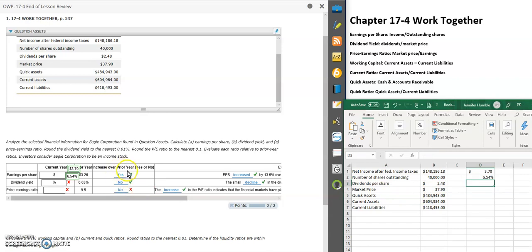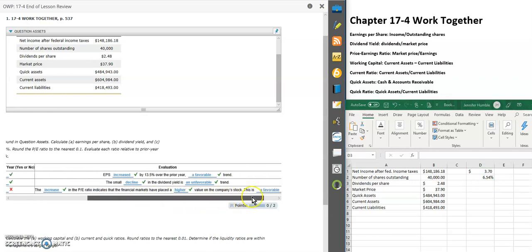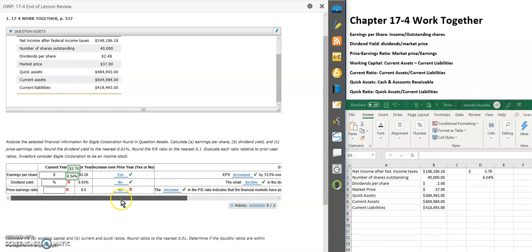Is that an increase over prior year? It was 6.63, now it's 6.5, so an increase? No. Okay, so it went down. So the small decline in the dividend yield is an unfavorable trend. So you want your yield to go up and up and up, and it went down. So that's not a good thing. Okay, the percentage that you got back.